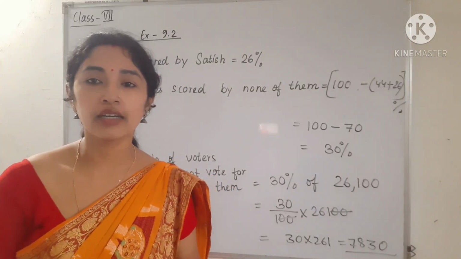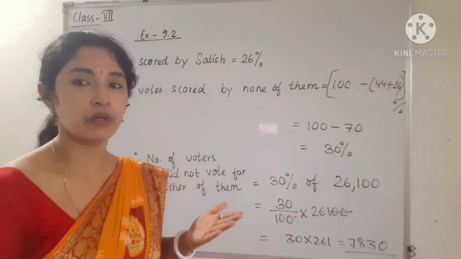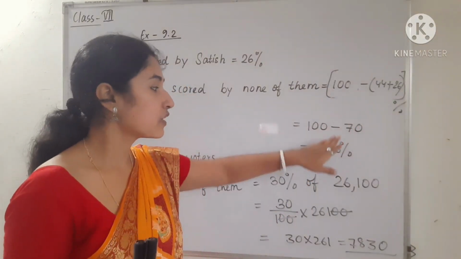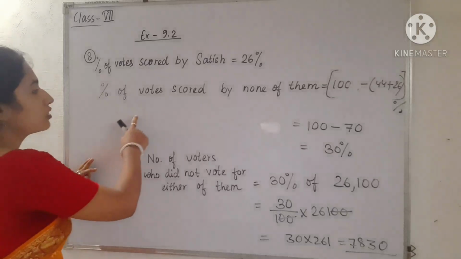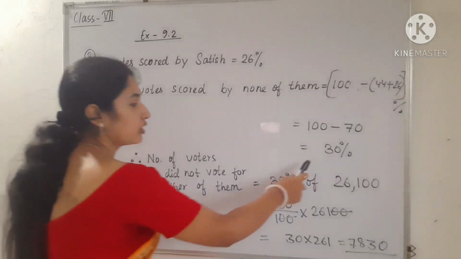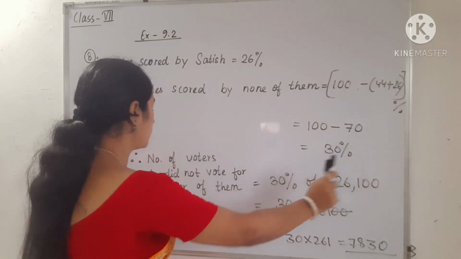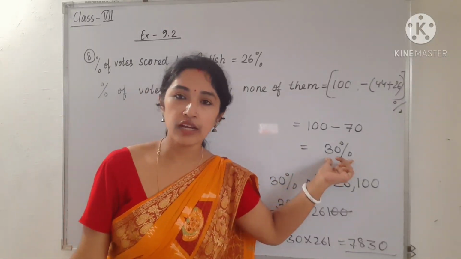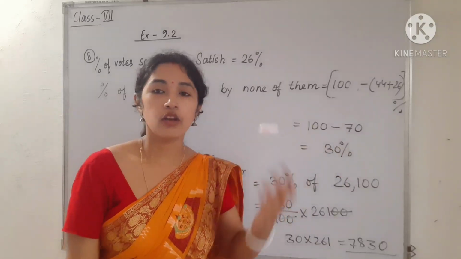We have to subtract the percentage scored by Satish and Ramesh from 100%, because 100% is the total percentage. Okay. So after subtracting, we are getting 30%, and 30% of votes were scored by none of them. Okay. So this much vote is not scored by any of them, either Ramesh or Satish. So now using this 30%, we can easily find the number of votes cast for none of them.